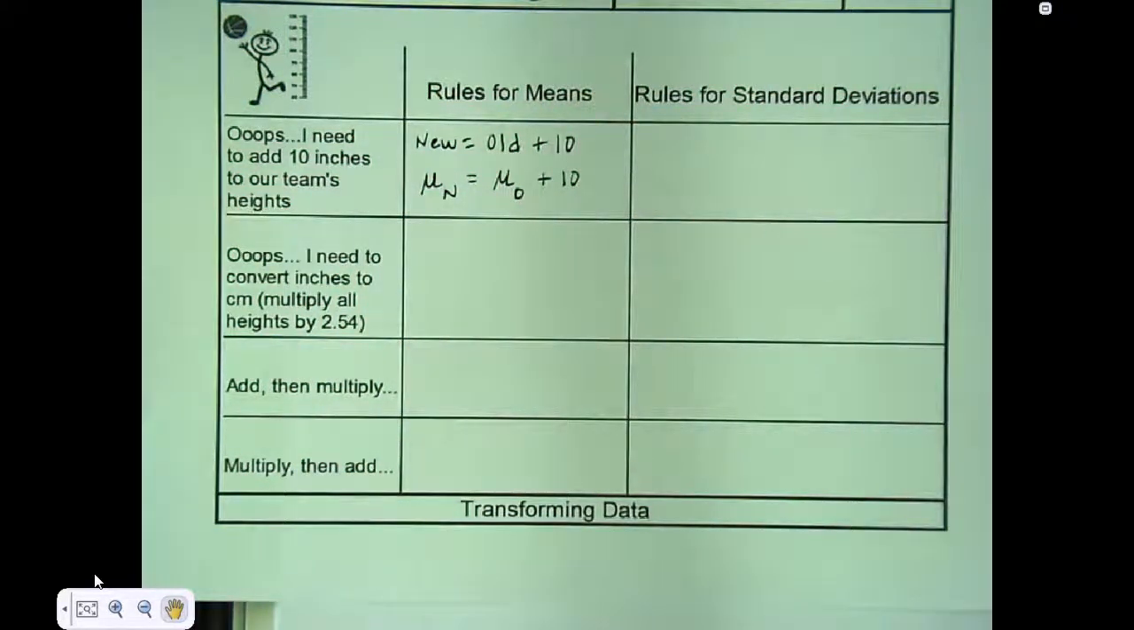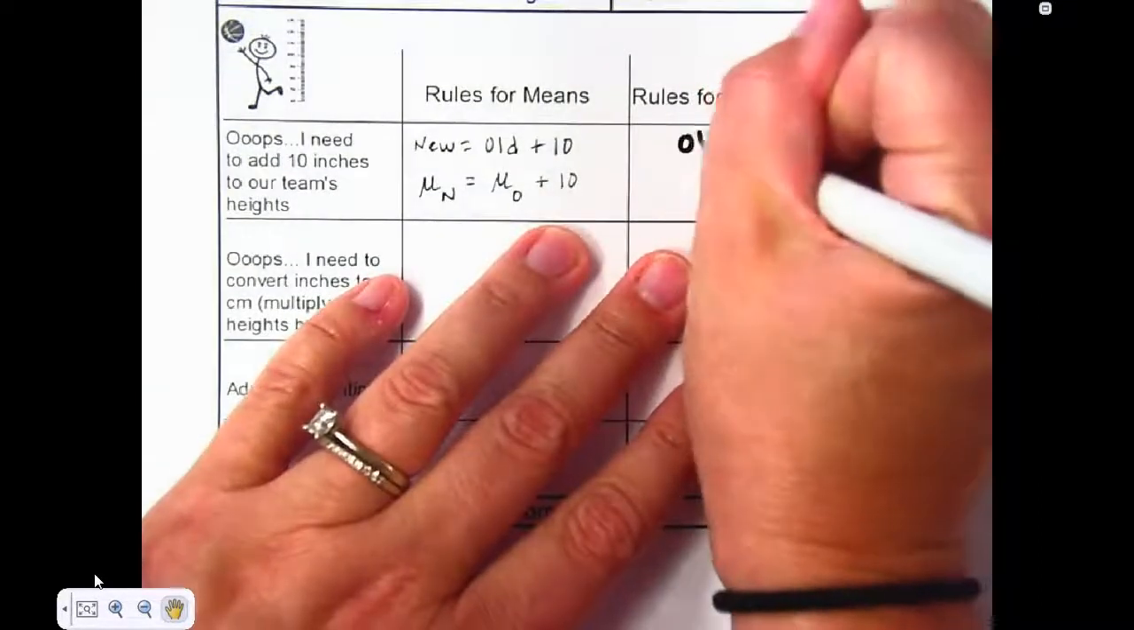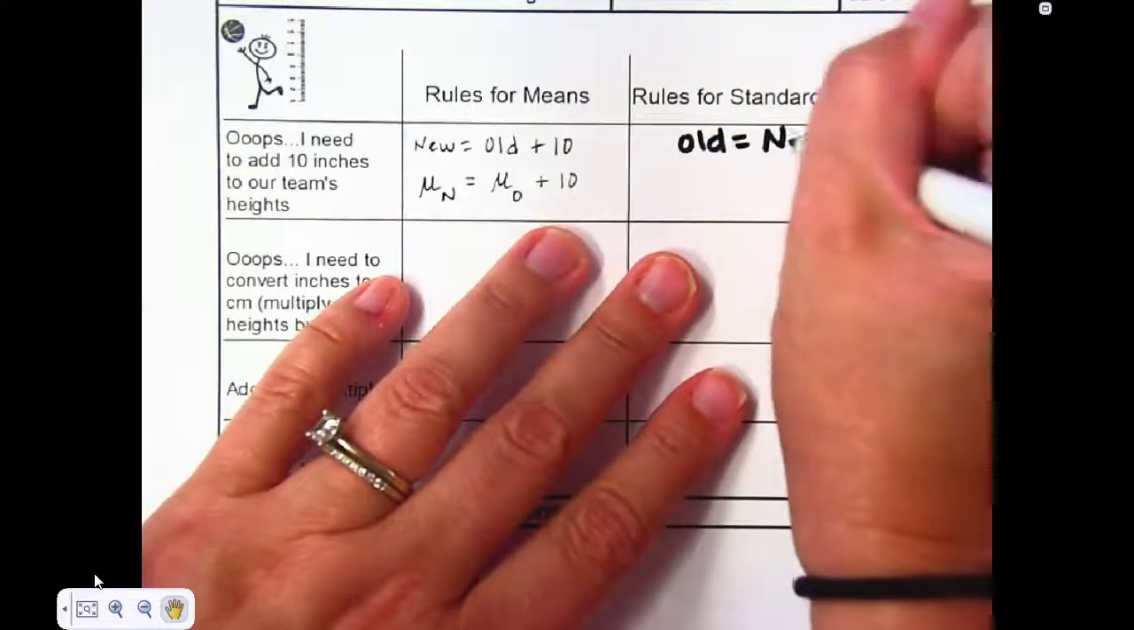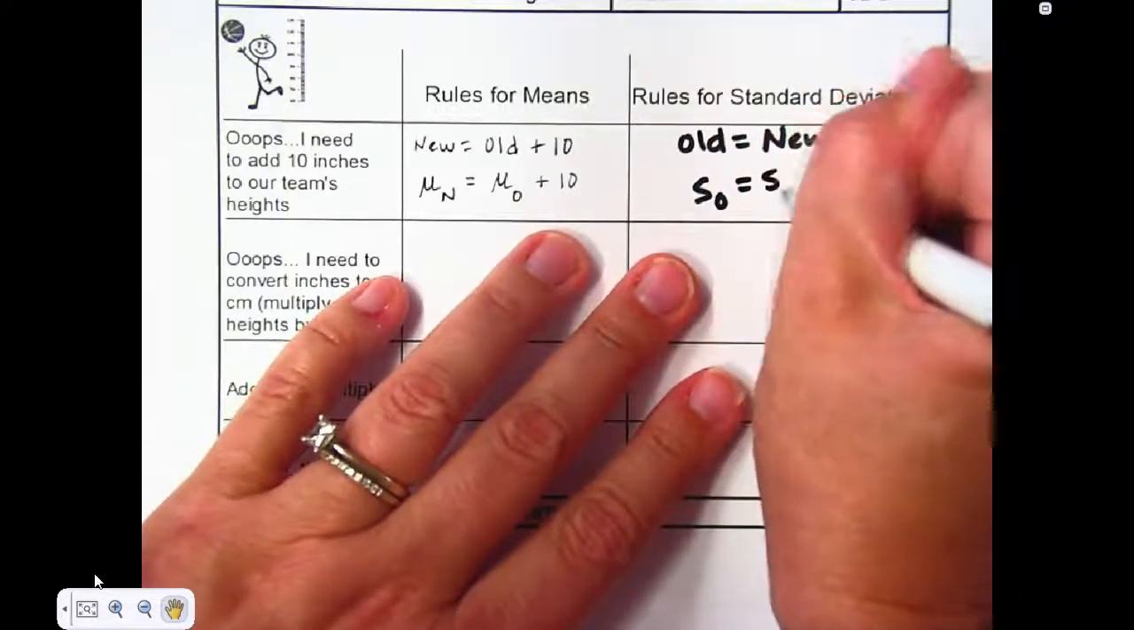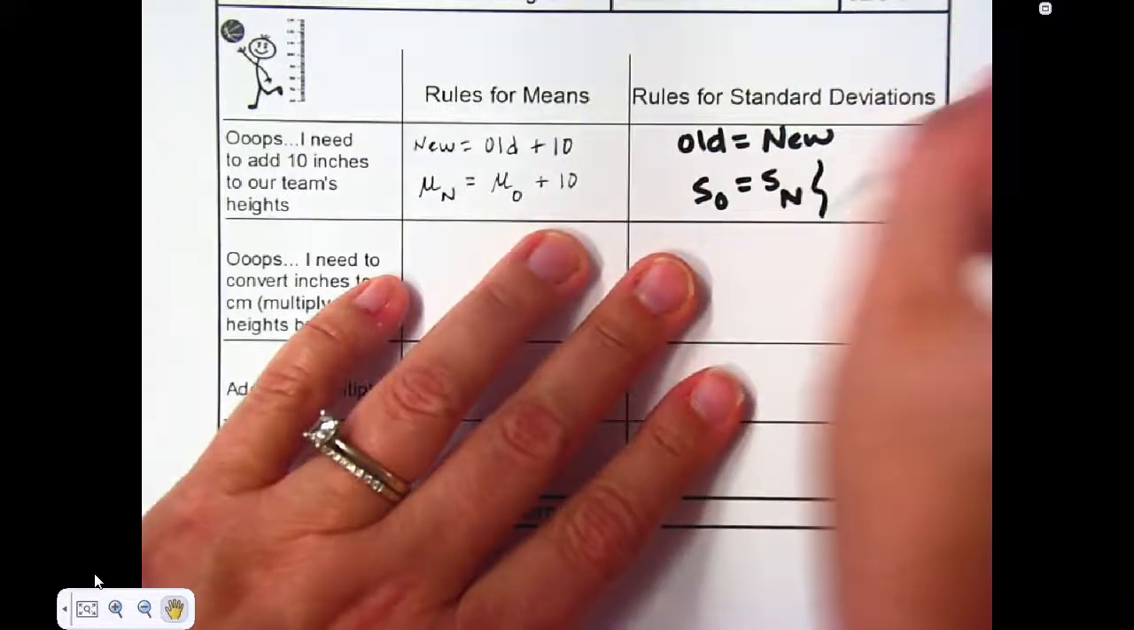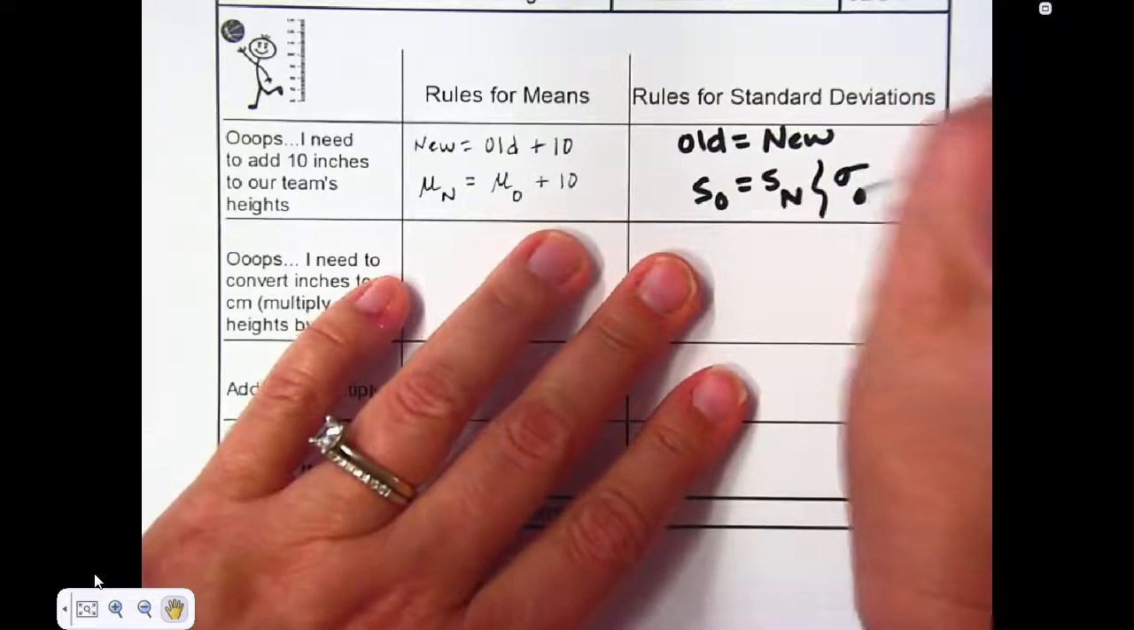That would change. Now if we're talking about the same situation and we want to know what would happen to the standard deviation, well, your standard deviation is variability. So if I had added 10 to everything in the data set, the distance between them and how variable they are would stay the same. So in this case, the old would equal the new, or we could say the standard deviation of the old would equal the standard deviation of the new. That could also be written with population, but I'm just going to use the sample notation there.